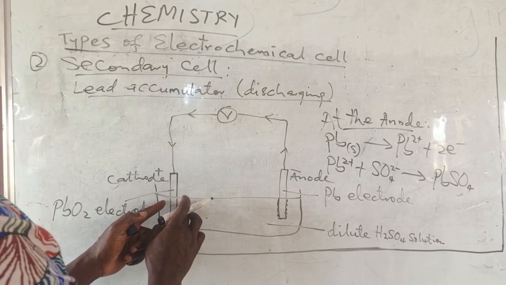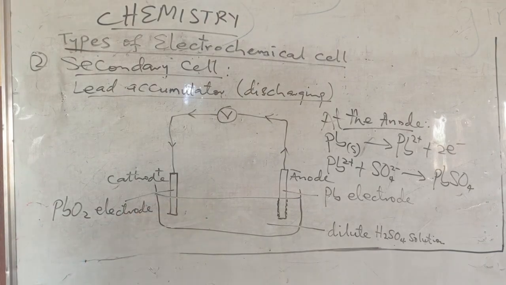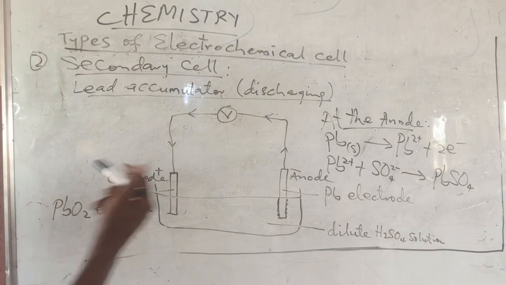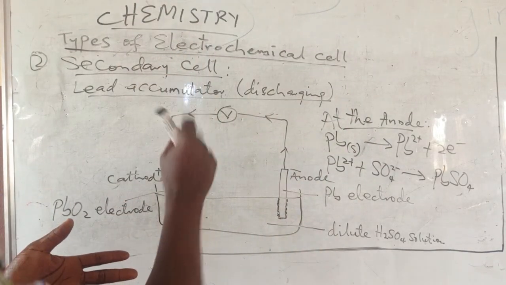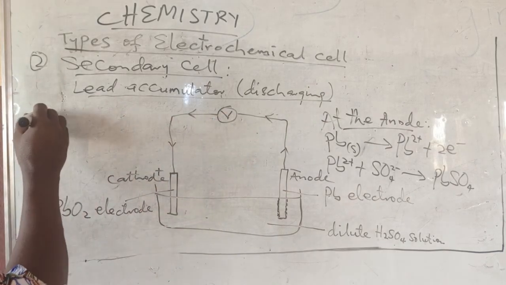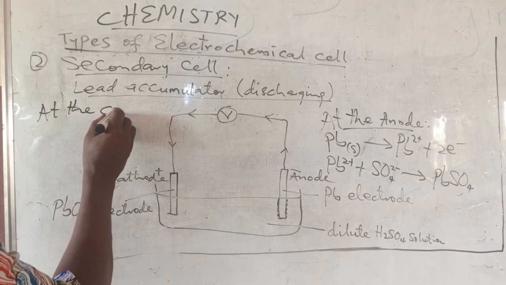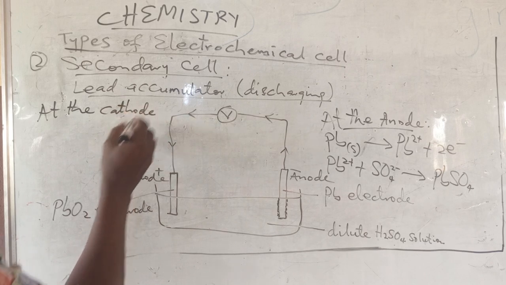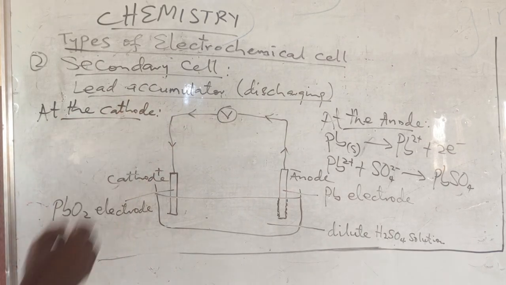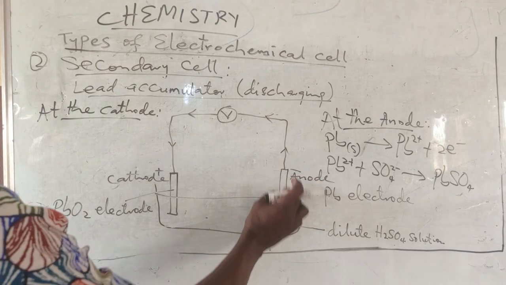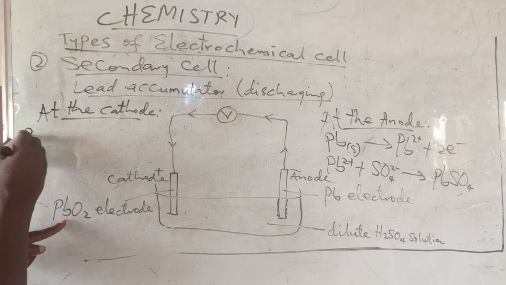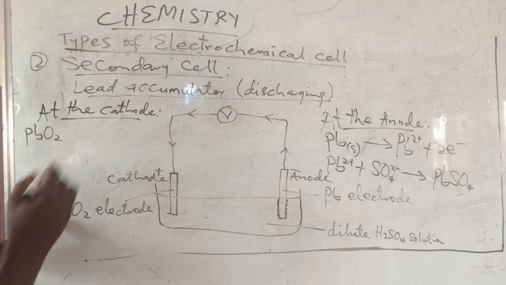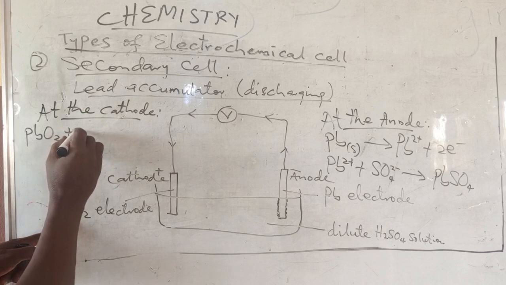Let's see what happens at the cathode. Remember, we are still talking about the discharging process. When we say discharging, we are talking about the battery giving out current. So now at the cathode, the electrons that are running from the anode are coming to meet PbO2. Remember, those electrons are there.